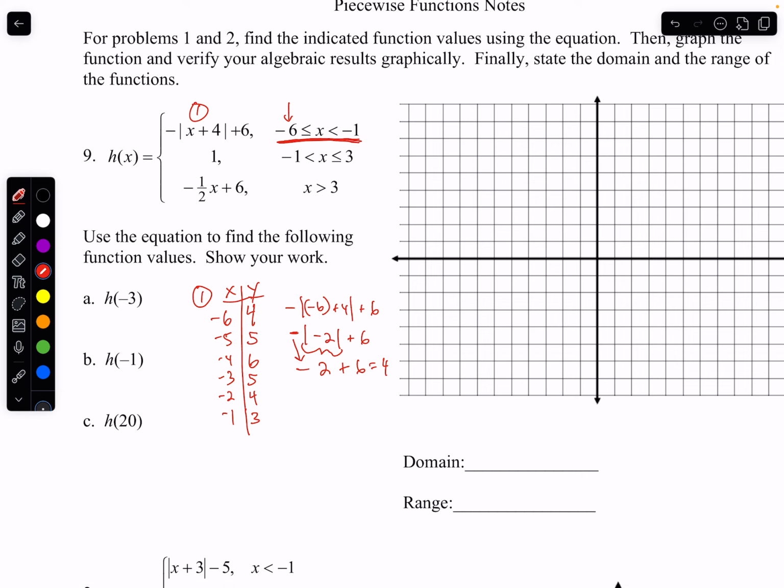On the endpoints, though, you have to check, do you include the endpoint in your graph or not? What's going to tell you that is "or equal to." So for this graph, we are going to include the point at -6. So this point right here is going to be a closed circle. So -6, 4. 1, 2, 3, 4, 5, 6. 1, 2, 3, 4. Closed circle. -5, 5.